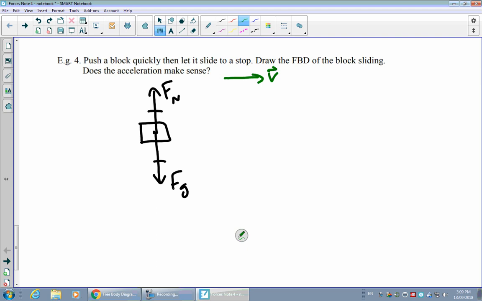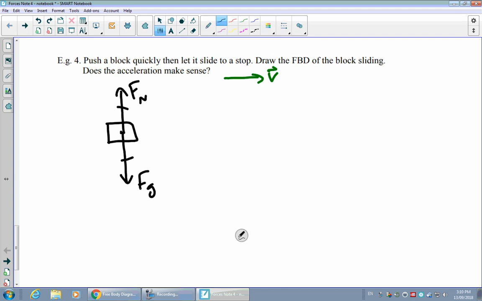So that's the velocity that it's going in. We can draw the frictional force going back in the opposite direction to the direction of motion. Because remember, it's a resistance force. It's always trying to work against whatever motion is occurring. So the velocity is going that way, but the friction is going the opposite way.